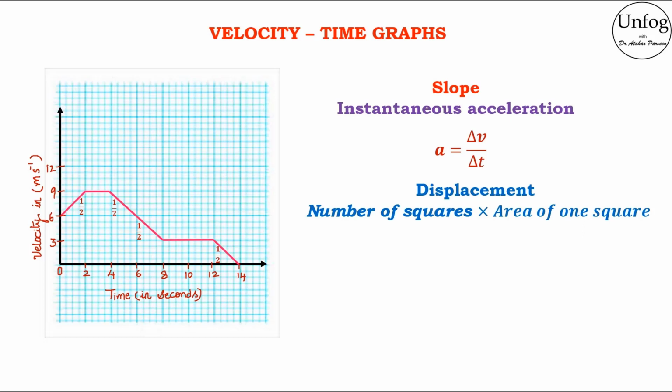Therefore, displacement is equal to 12 into 6 because we have 12 squares under this curve and the area of one square is equal to 6 square meters. Therefore, we can have displacement equal to 72 meters.